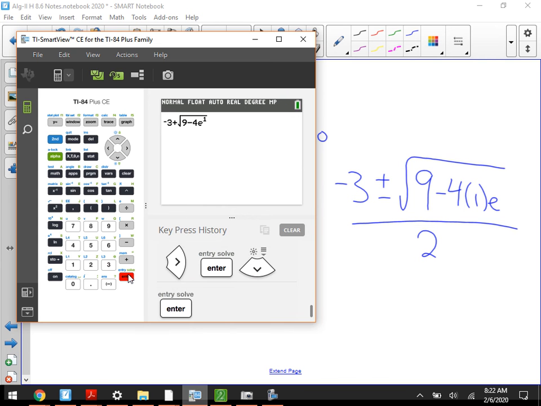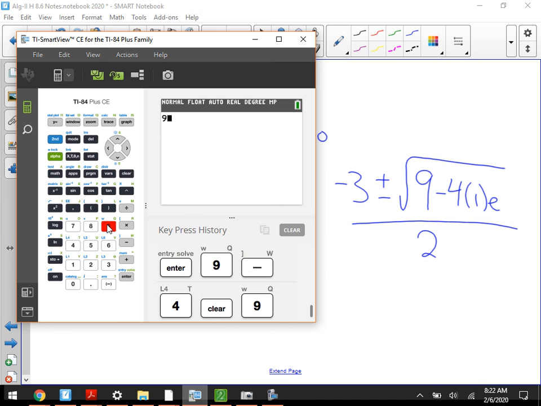Oh, that's not a real answer. So let's try the subtract. No, that doesn't work. Oh, we had to do that one first. So let's see. 9 minus 4. We'll try the other E button. Oh, it's negative. You can't take that, so it's imaginary.